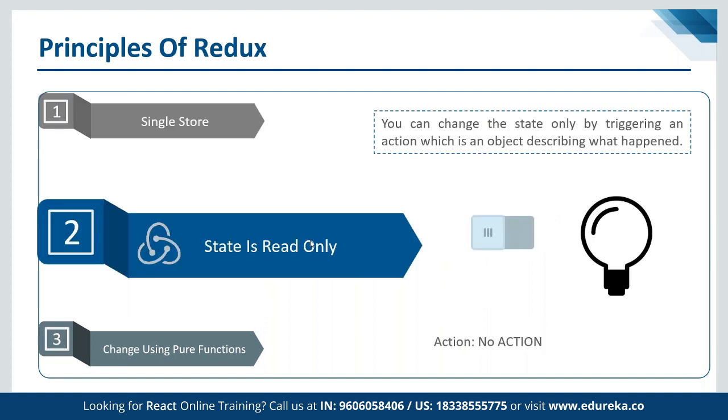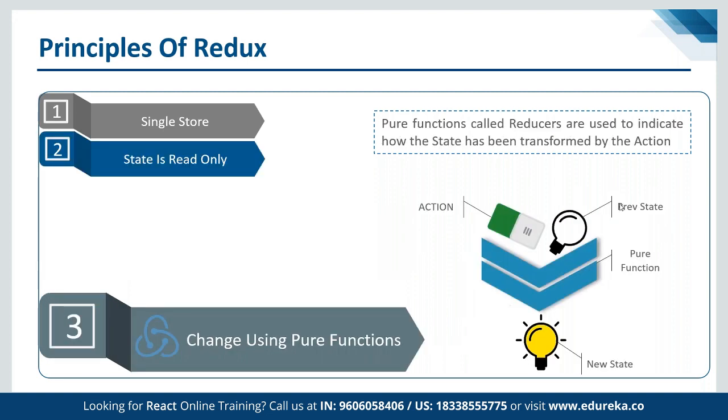And then we have state is read-only. Now, the only way to change the state is to trigger an action. And an action is a plain JS object describing the change. Just like the state is a minimal representation of data, the action is also the minimal representation of the change to that data. And an action must have a type property, which conventionally is a string constant. And all the changes are centralized and occur one by one in a strict order. Like we have an action and then we have no action. Depending upon the state, we can change it.